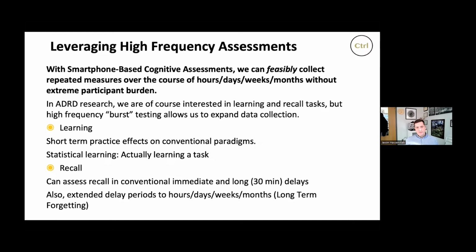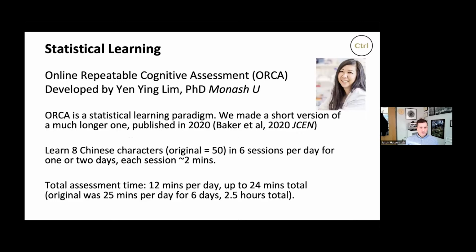Those are two things that my lab's been working on recently to take advantage of smartphone technology. The first one is the statistical learning paradigm. This is something that my very good friend and colleague Yin-Ying Lim at Monash in Australia began working on back in probably 2018 or so. It's a statistical learning paradigm where we actually teach people to read Chinese characters. I'll show you what the paradigm looks like in just a second.